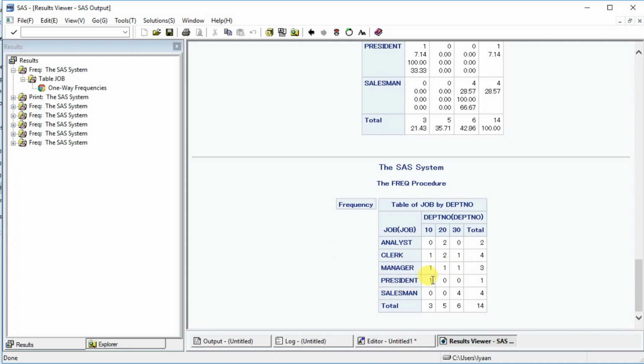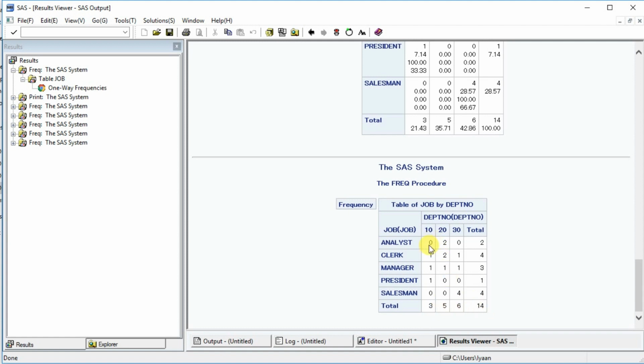Now we have one president, which is in department number 10. That's okay. Now salesman, we have a total of 4 salesmen, and there are no salesmen in department number 10 and 20. So there should be some logic behind that which needs to be worked on, but it's okay for me. And we have 14. This is very important to understand. If you do the total calculation from here, you will get 14, and even if you do it from here, you will get 14.